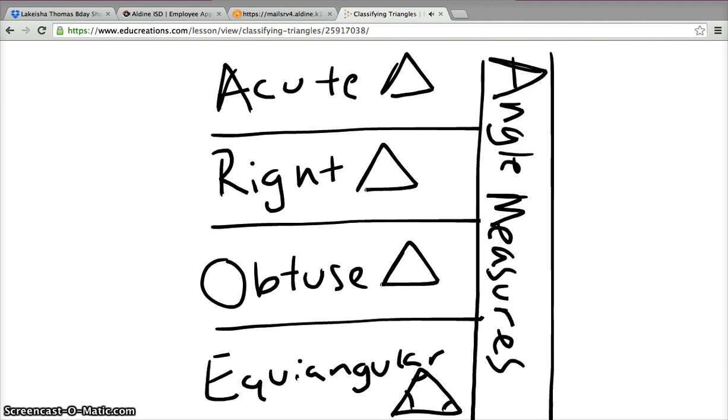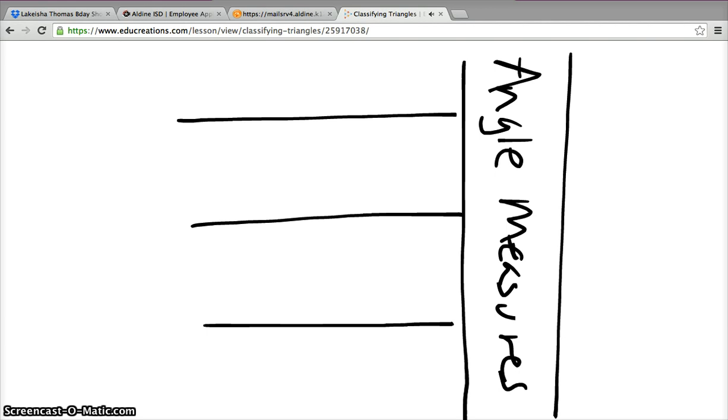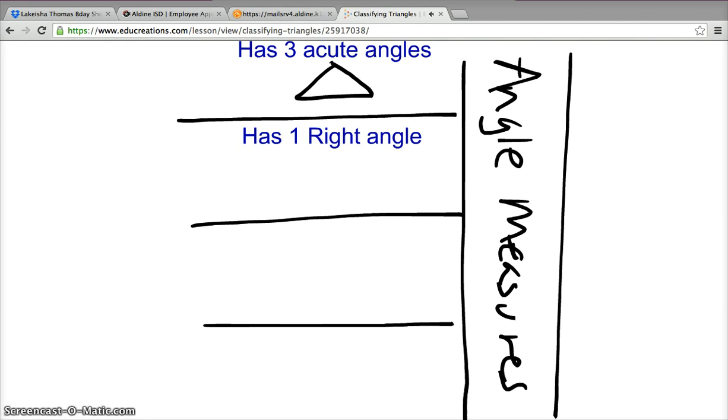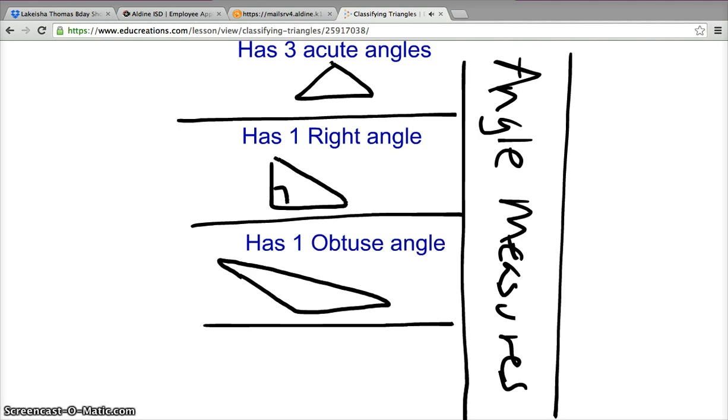So then you're going to open up the flaps and we're going to talk about each type of triangle. Alright, so acute triangle. An acute triangle has three acute angles, and it would look something like that. Okay? A right triangle has one right angle. It would look something like that. An obtuse triangle has one obtuse angle, and it would look something like the one I drew.